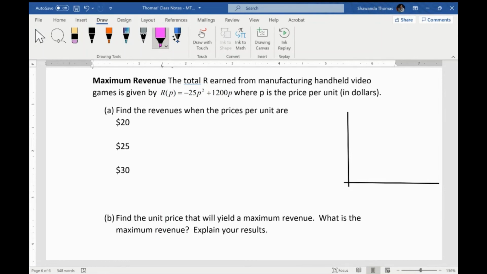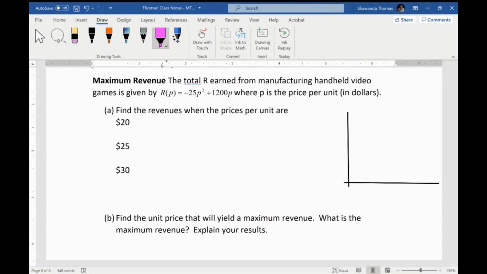It says find the revenues. What do y'all think the R stands for in this function? Revenue. R stands for revenue. And what does the P stand for? Price per unit. So make sure when they tell you what it is, you understand what that is so that you can answer these questions.